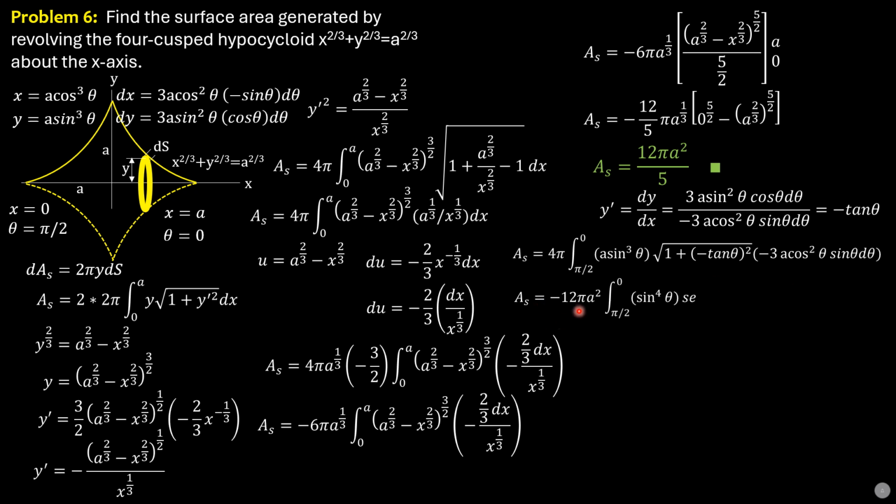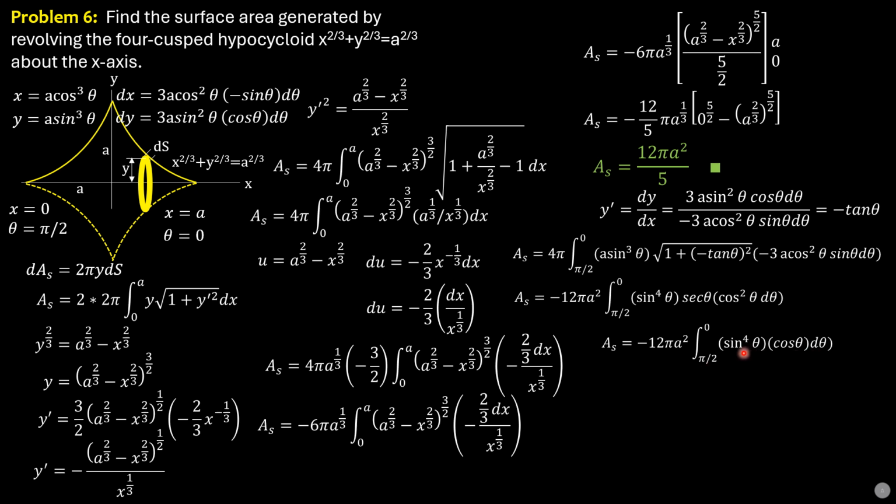So area S, negative 12 pi a squared, integral from pi over 2 to 0, sine to the 4 theta, secant theta, cosine square theta d theta. Take note that secant theta is 1 over cosine, and we have cosine square here, so the value here is cosine theta d theta, and this is now integrable because if we let u be sine theta, the differential is cosine theta d theta. So area S is negative 12 pi a square integral from pi over 2 to 0 of sine to the fourth theta cosine theta d theta.